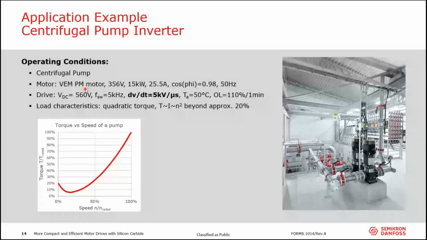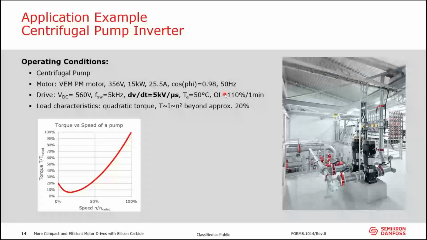Then I use a standard motor here from the company VEM, a PM motor, as you can find them in the catalog with this data here. It's a 15 kilowatt motor. My drive conditions: 460 volt, 5 kilohertz, 5 kilovolt per microsecond. So really not in any way boosting or squeezing silicon carbide. Ambient temperature would be 50 degrees and overload capability 110% per 1 minute.